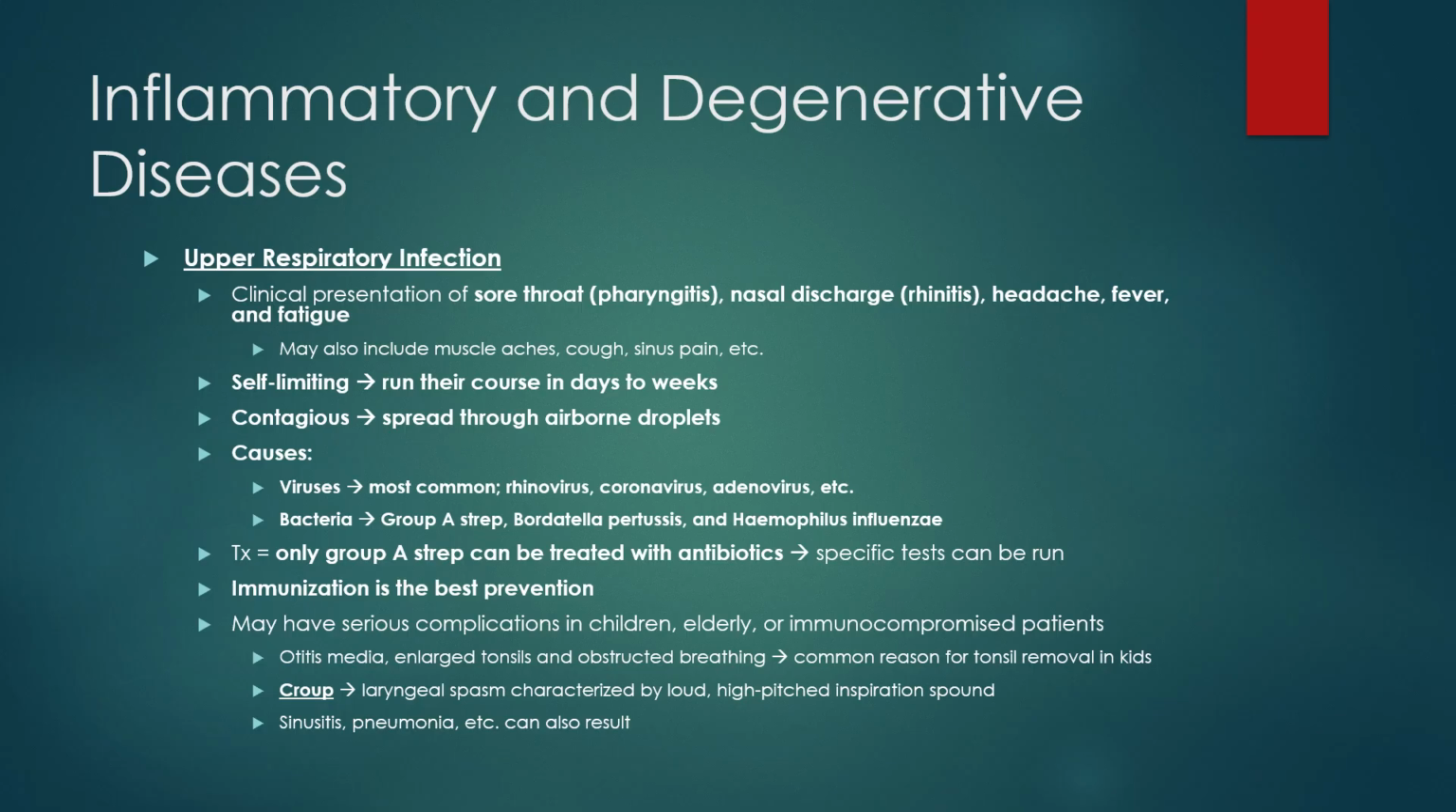The best prevention remains immunization, good hygiene, limiting exposure when symptomatic. Vaccines dramatically reduce complications, especially in the vulnerable populations. URIs are usually mild, but not always. So high-risk groups include children, elderly patients, and immunocompromised individuals. Some potential complications include otitis media, enlarged tonsils with airway obstruction, sinusitis, and pneumonia.